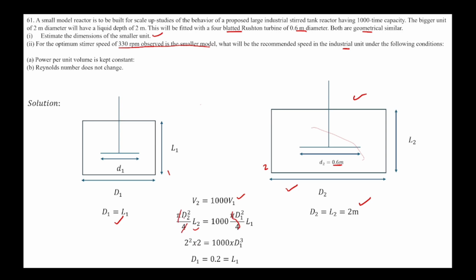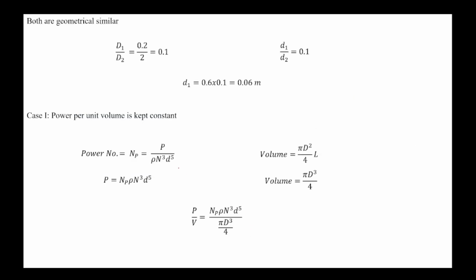Okay, so d square into L2, 1000 into d1 cube, because d and L are equal, so L1 equal to d1 equal to 0.2. Okay, now both are geometrically similar, so when d1 by dt is equal to this, the ratio will be d1 by d2. So d1 we just have found 0.2 and d2 we given in the question, it is 1.